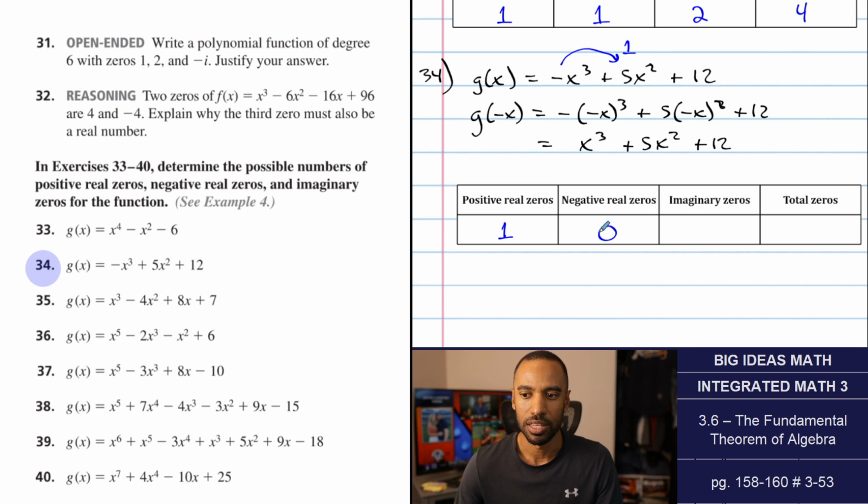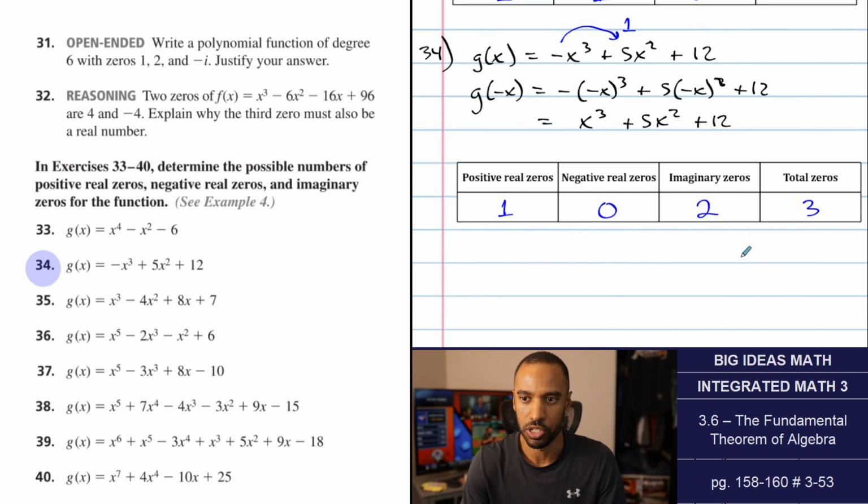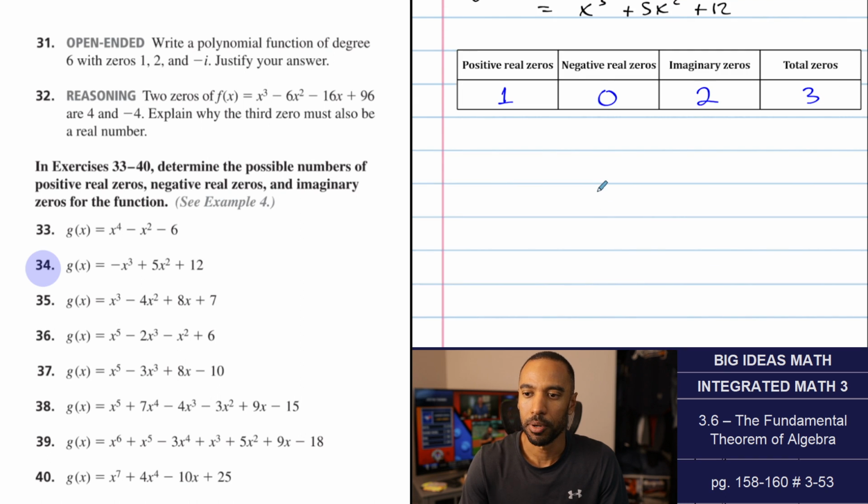So when it comes to the table, this is the only option once more, just one row. 1 plus 0, and plus something needs to be 3, right? Because this needs to be a cubic. So in order to be cubic, the only possibility is 2 imaginary zeros. And that must be the case. As far as possibility goes, that's the only one you can actually have. So it's 1, 0, 2, and 3. All right, number 35.